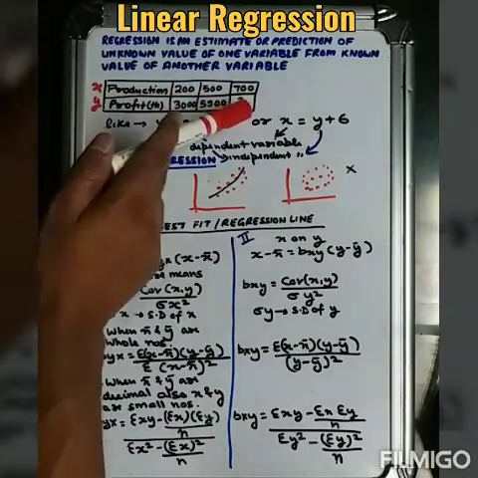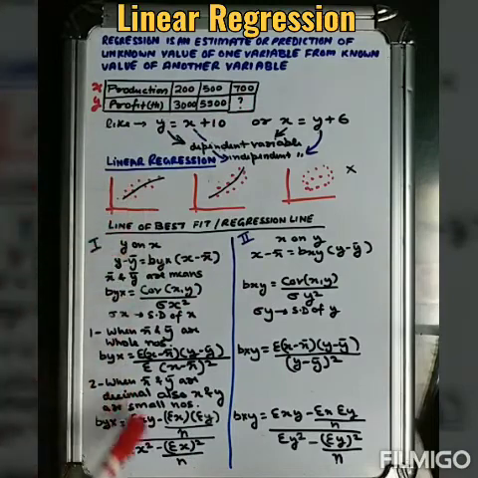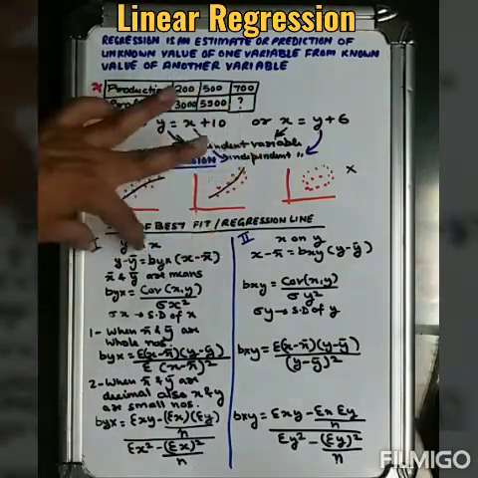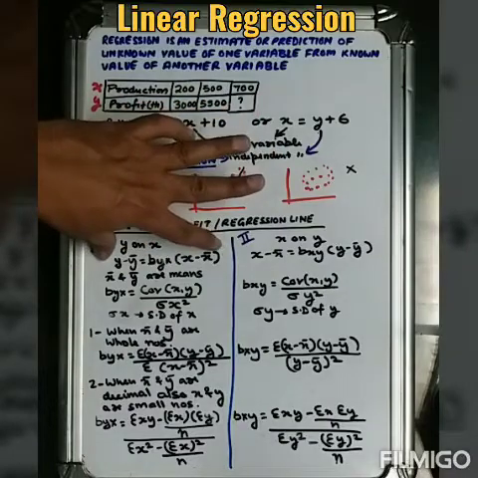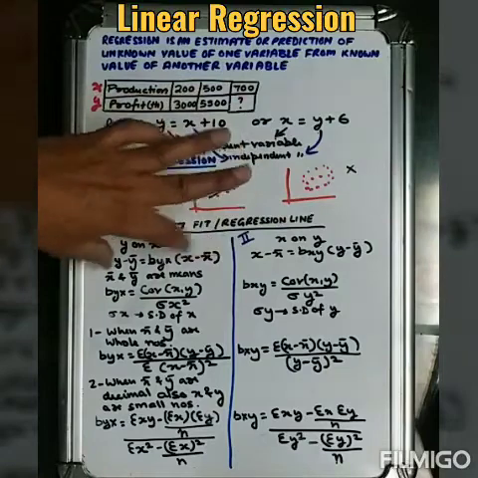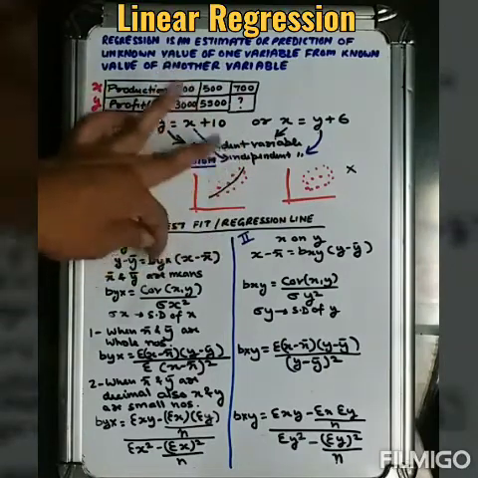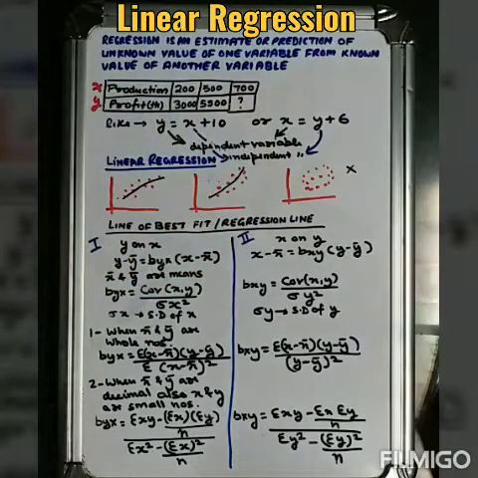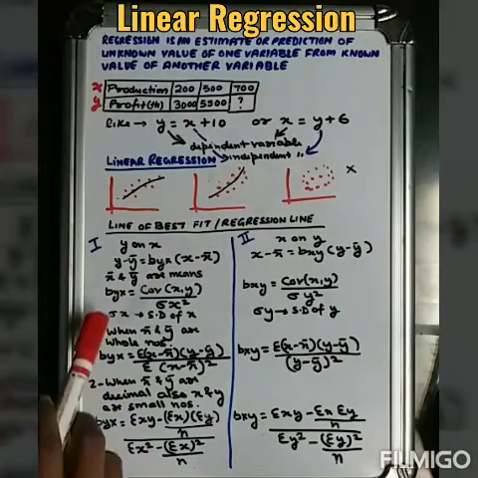Suppose we have to calculate the value of y, so we have to take out the regression line of y on x. This is the formula of regression line of y on x. This is the formula of regression line of x on y. If we have to calculate this, then we have to take out the regression coefficient of y on x only. So how to take out the regression coefficient of y on x?